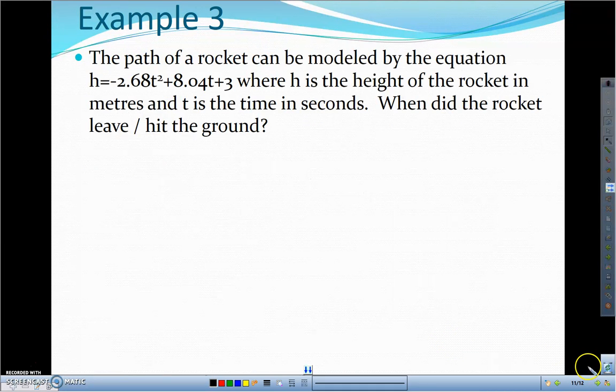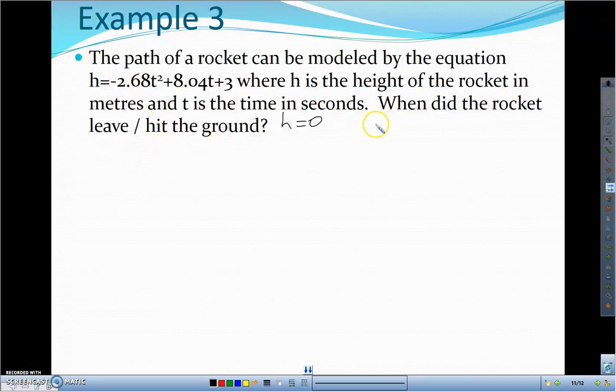Third question, we've got an application problem. A rocket is modeled by this equation where h is the height. When did the rocket leave and hit the ground? Again, I encourage you to pause it at this point. Ultimately, we're looking for when h is equal to 0, and we're going to solve it using this.